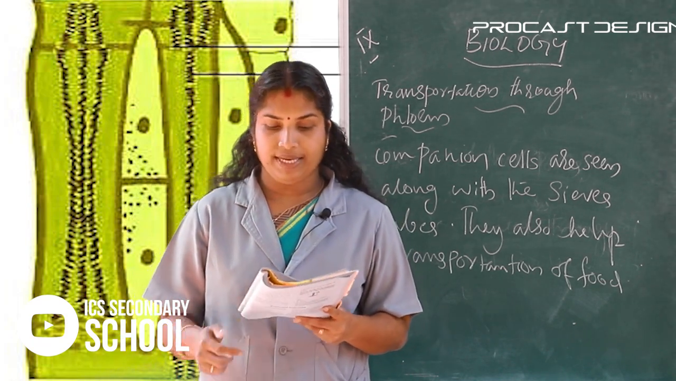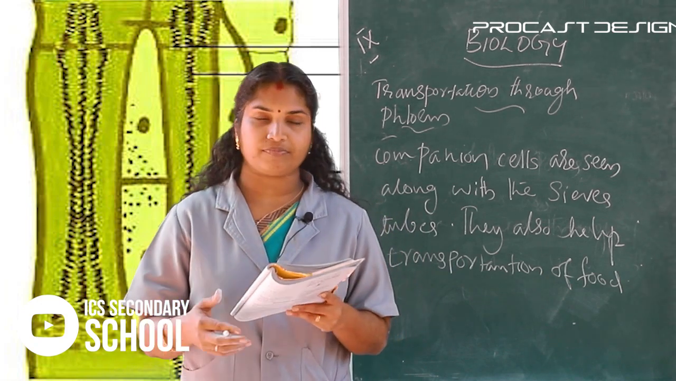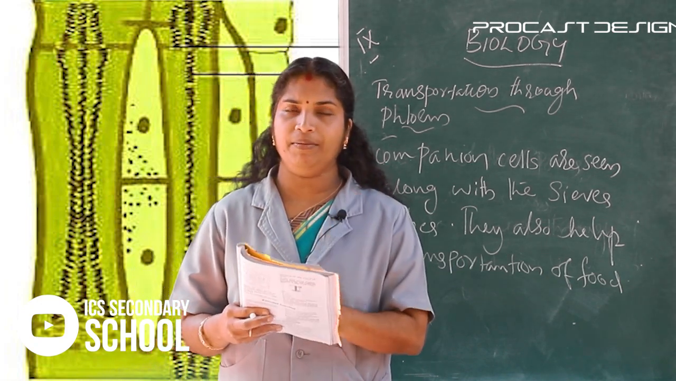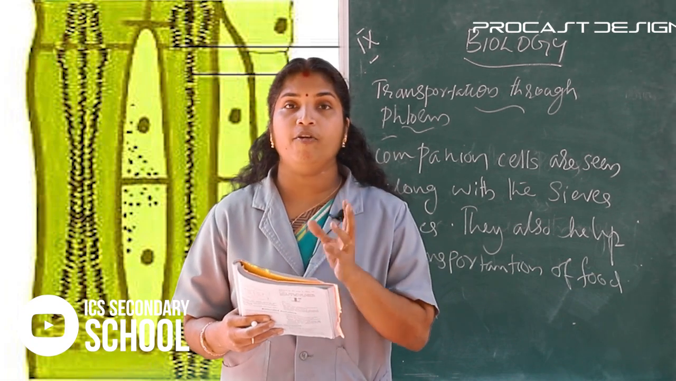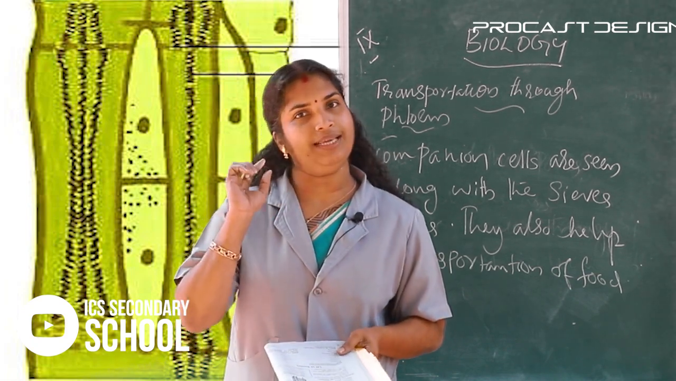Okay, next, please listen: transportation through the phloem. First, food is transported in the form of sucrose to different parts of the plant body through the sieve tubes.